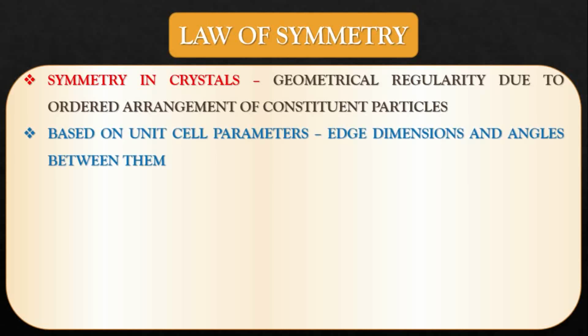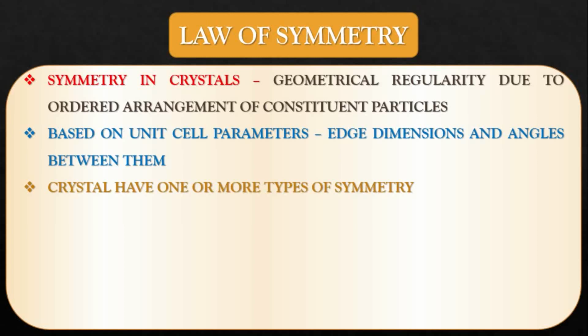And the symmetry in crystals is based on the unit cell parameters, and we have already seen the unit cell parameters for the different crystal systems. There were 7 crystal systems which we have already studied, which had varying edge dimensions a, b, and c, and the angles between them, that is alpha, beta, and gamma.